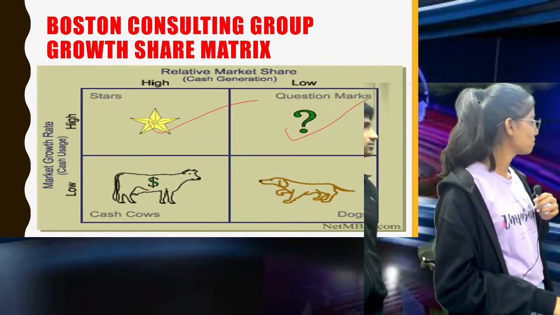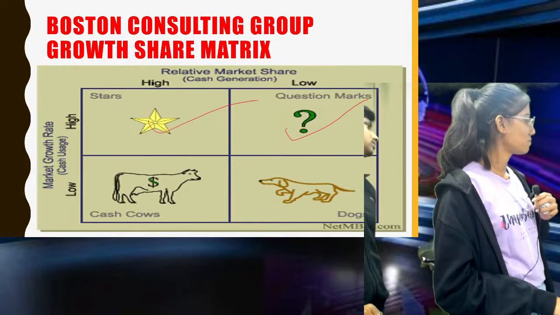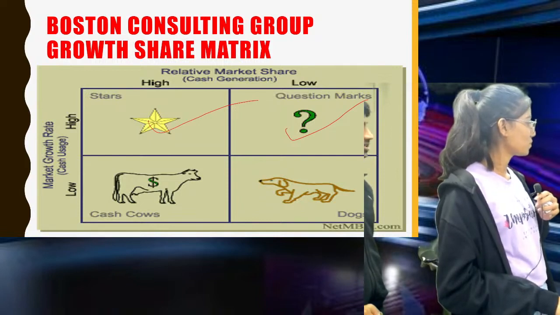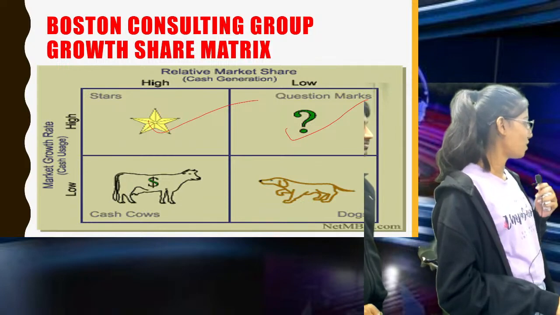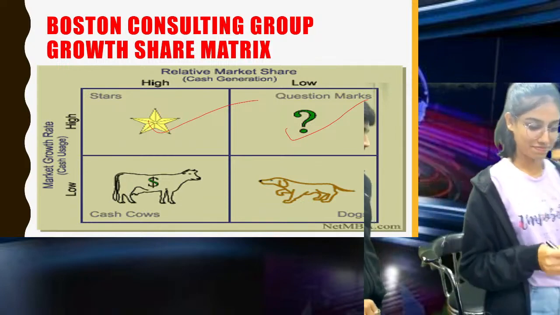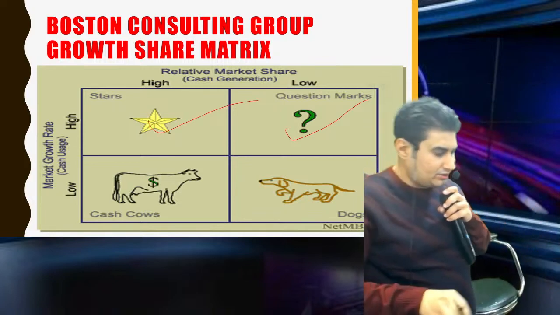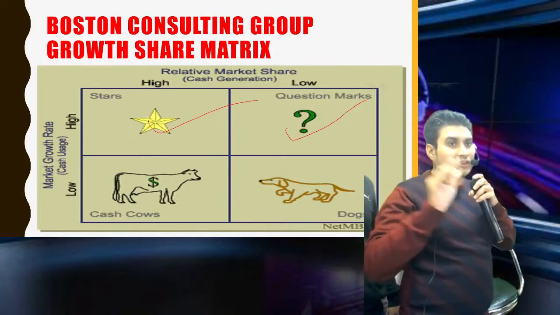This way, that way. If I work too hard, I can become what? Star. But if I don't work hard, I will become? Question mark, so I'm already there. Go to the side. No, you stay here only. Keep this mic with you only. It's permanently yours. Give it to him afterwards.